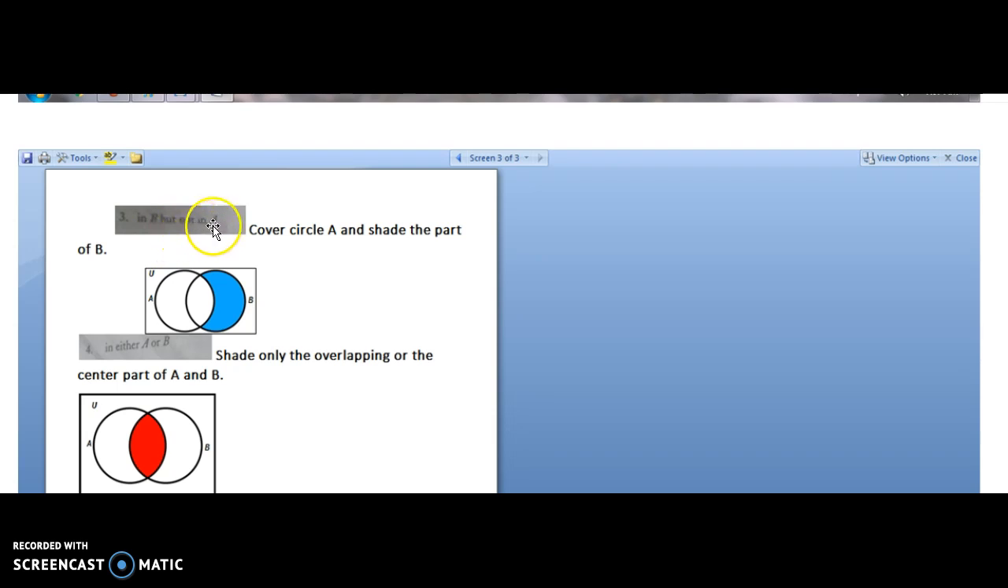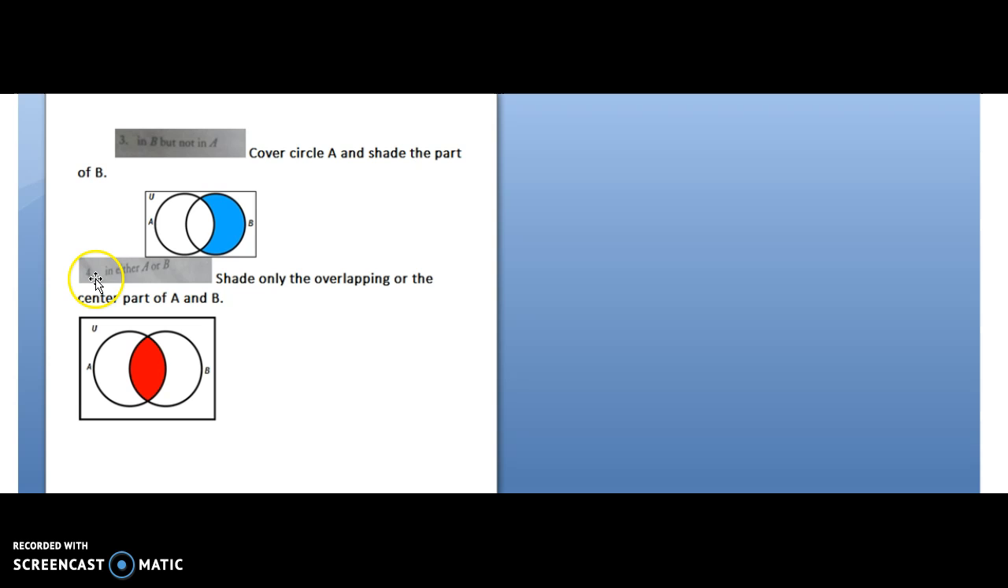In B but not in A. So cover the circle A and shade the rest of B. You cannot shade the overlapping area because that part also belongs to A. The word here, not in A. Okay. Number 4, in either A or B. So that overlapping area belongs to A and B. So that's the part that you are going to shade.